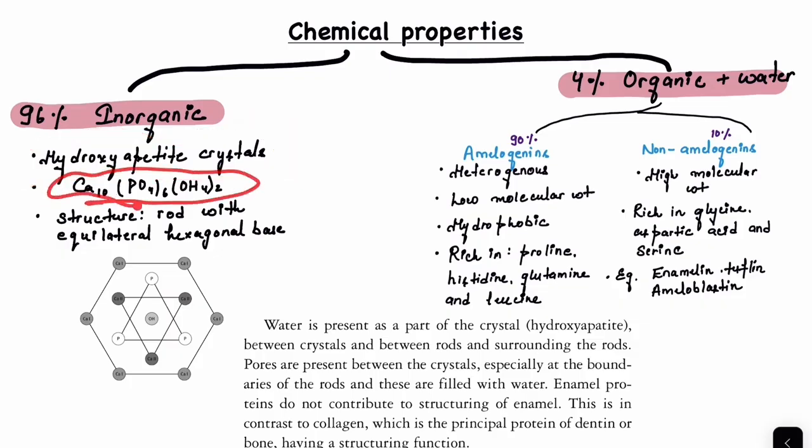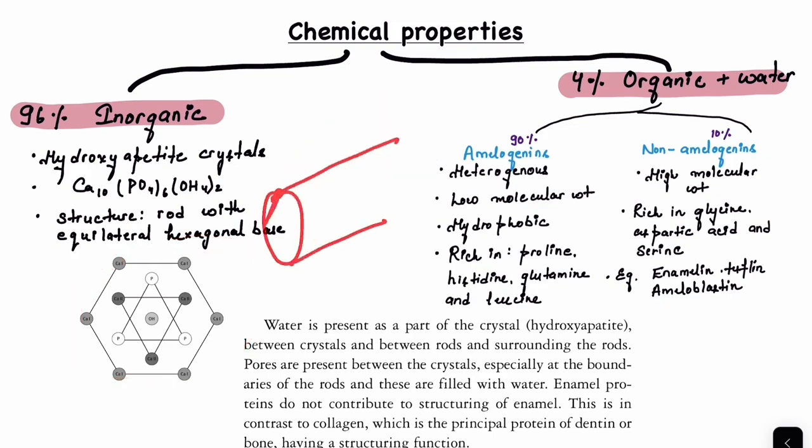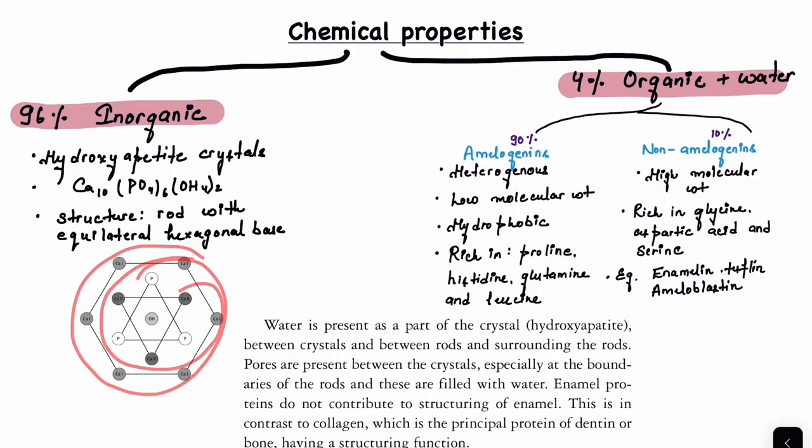This is the formula of hydroxyapatite crystal, and they form enamel rods. Okay, so enamel rods are something like this. These are hexagons, and they will grow like this, and these are enamel rods. Okay, and so this is the base of that hexagon, that enamel rod. Imagine this was the rod, and this base is in the form of a hexagon. So this is the base, and this is the structure of hydroxyapatite crystal, which will form the enamel rods.